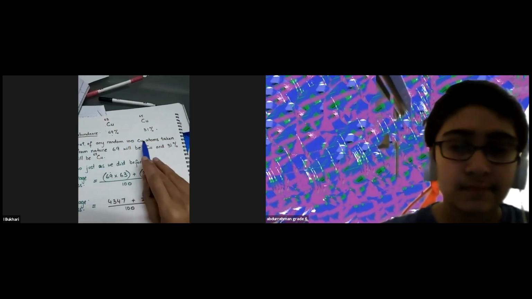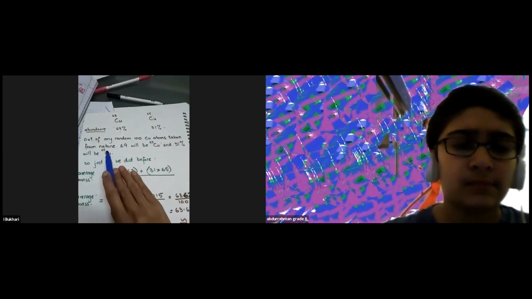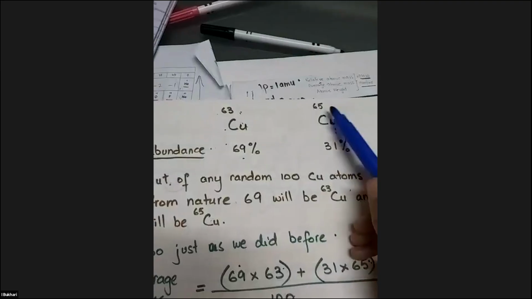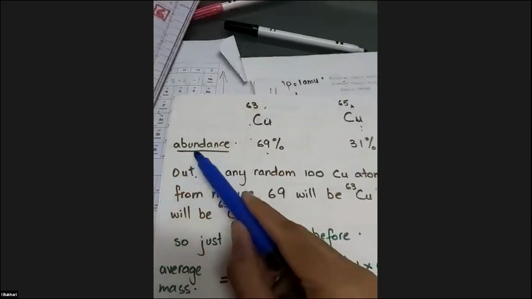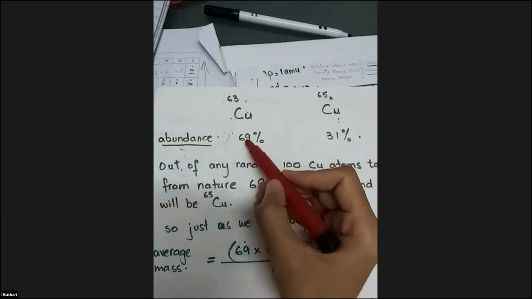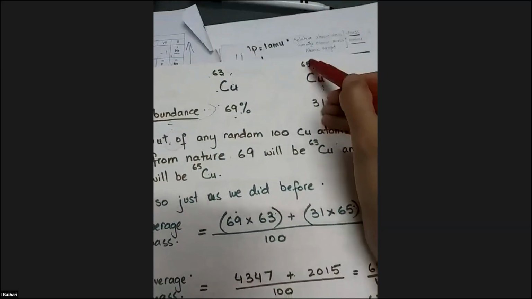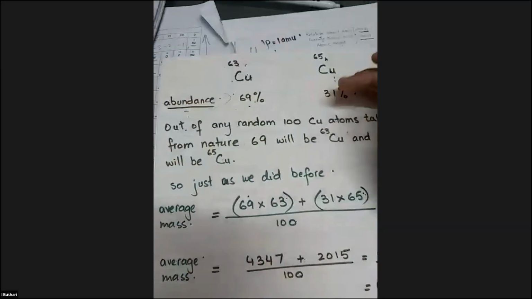I just came up with this. If, for example, you were given a question, these are the 2 isotopes of copper. One isotope has mass 63, the other isotope has mass 65. This is their abundance. Abundance means, if you take 100 random atoms from different sources in the universe, 69 of them will be copper-63 and 31 will be copper-65, out of a total of 100.